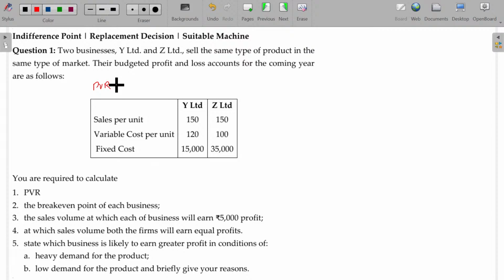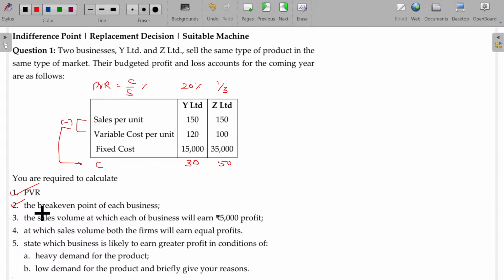PVR is equal to C by S into 100. Now, you need to get the contribution. Contribution is nothing but the difference between sales minus variable cost, 30 and 50. For Y, 30 by 150, 20%. For Z, 50 by 150, one third, or 33.33%. We got the PVR for Y Limited as well as Z Limited.